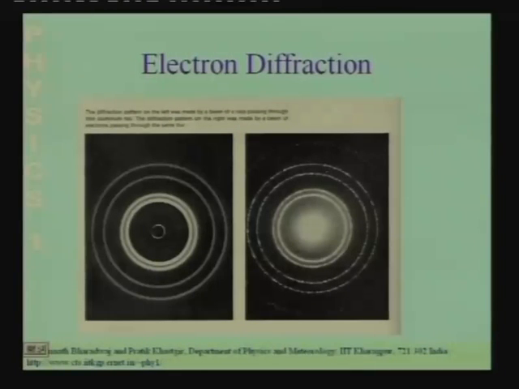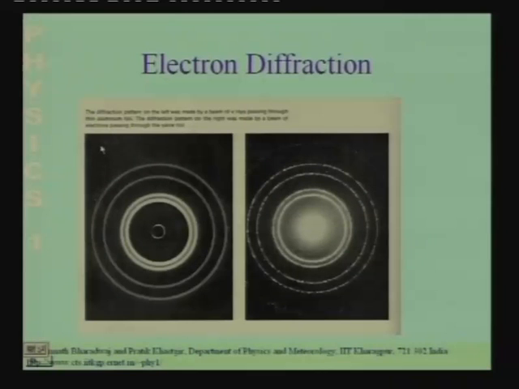And this was clear evidence that electrons do have a wave associated with them, otherwise there is no way electrons can exhibit diffraction. Let me show you a picture of electron diffraction. This picture is very similar to the kind of thing that was done by Davisson and Germer.